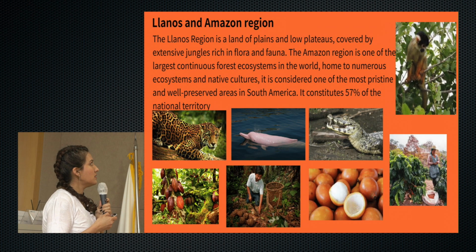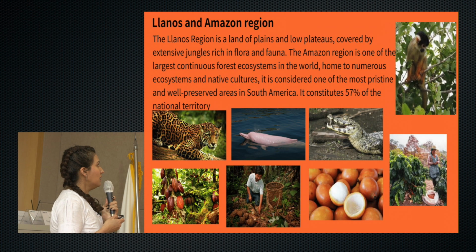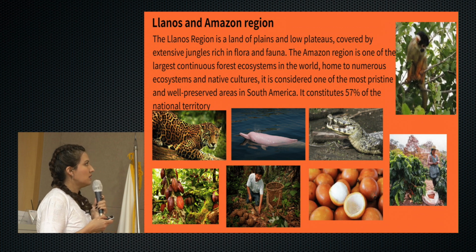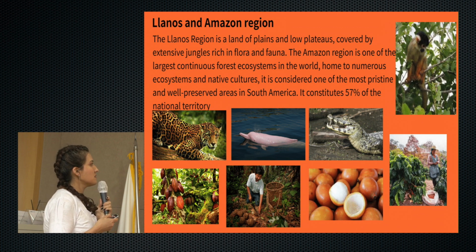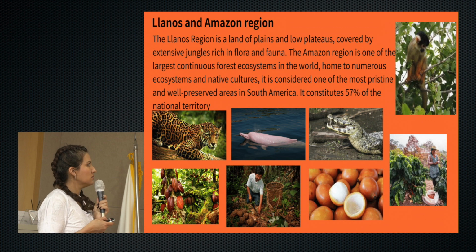The third region is the Llanos and the Amazon. This is a land of plains and low plateaus covered by extensive jungles, rich in flora and fauna. The Amazon region is one of the largest continuous forest ecosystems in the world, home to numerous ecosystems and native cultures. It is considered one of the most pristine and well-preserved areas in South America. It constitutes around 50% of the national territory.